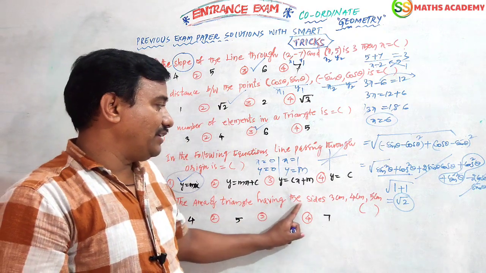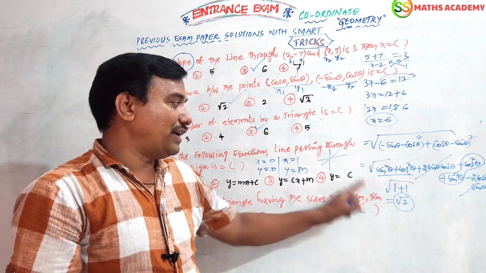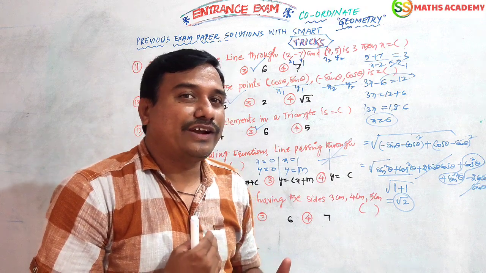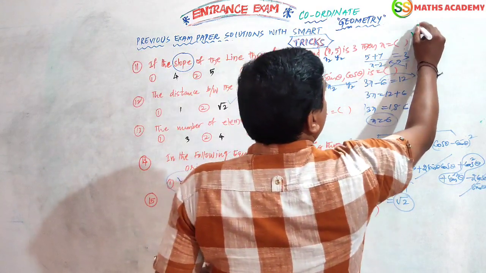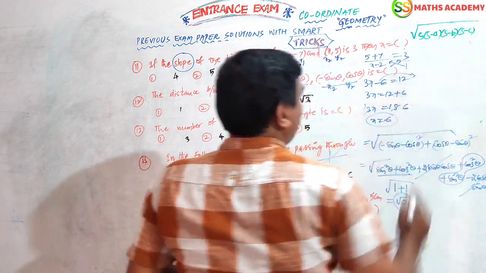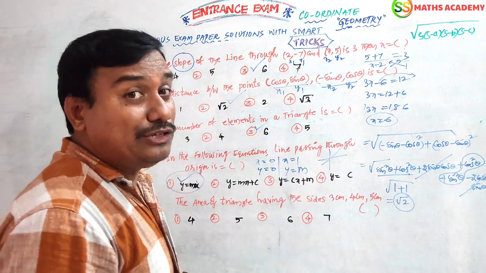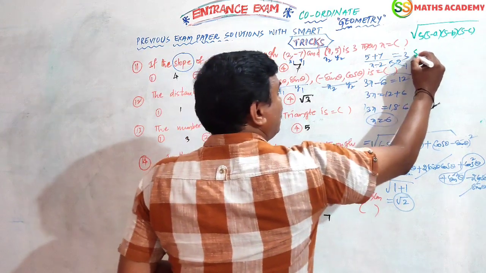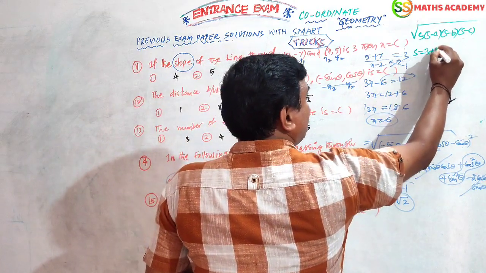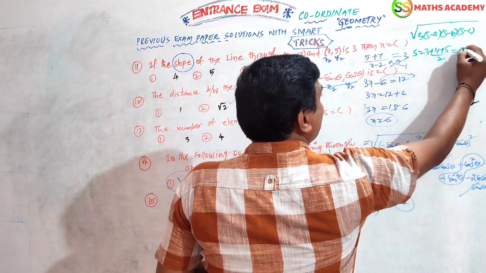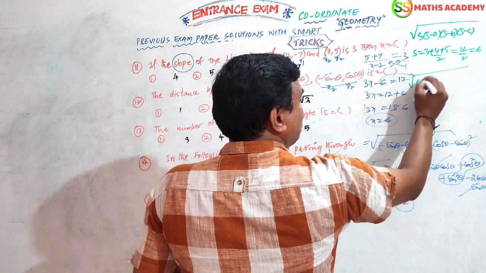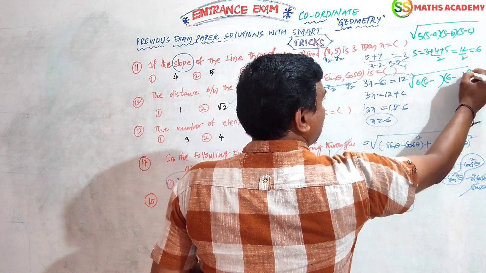Now, a very interesting question. The area of a triangle having the sides 3 cm, 4 cm, 5 cm. Find the area. When the sides are given, we have to find the area. I told you Heron's formula: square root of s(s minus a)(s minus b)(s minus c). RRB exam, NTPC exam, this kind of questions will be useful for you. Here, s is the sum a plus b plus c by 2. a value 3, b value 4, c value 5. So 3 plus 4 plus 5 by 2, nothing but 12 by 2, nothing but 6. s value 6.